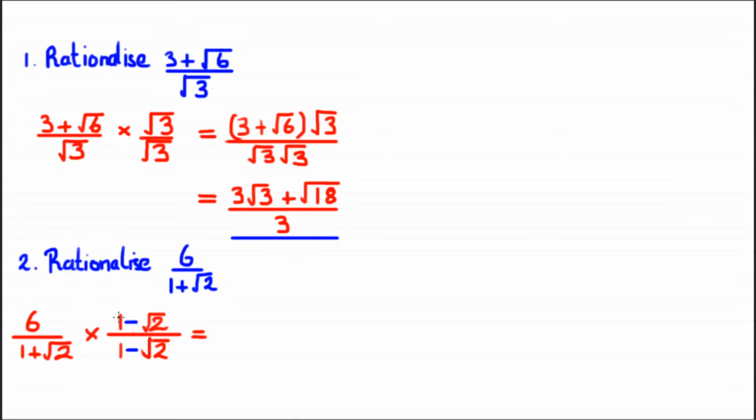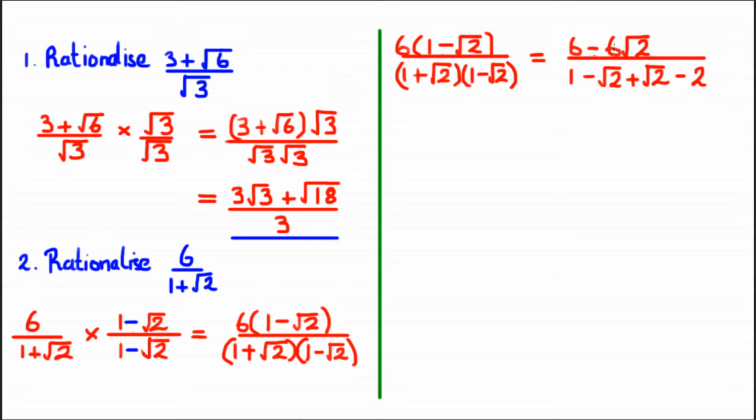Notice that instead of multiplying by 1 plus root 2, which you might have intuitively done, we've multiplied by 1 minus root 2 divided by 1 minus root 2. Multiplying the top and bottom and expanding the brackets, we get 6 minus 6 root 2 divided by 1 times 1, which is 1, 1 times negative root 2, which is negative root 2, the square root of 2 times 1, which is just positive root 2, and the square root of 2 times negative square root of 2 gives us negative 2, giving us a final answer of 6 minus 6 root 2 over negative 1.